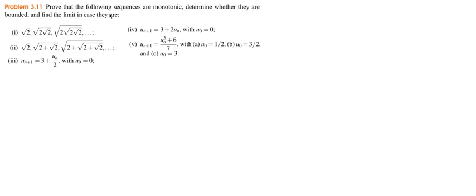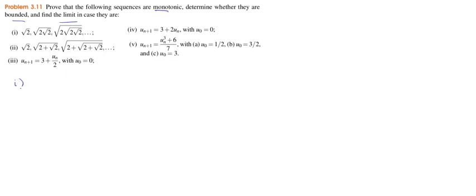Exercise 3.11: prove that the following sequences are monotonic, then determine whether they are bounded, and find the limit in case they are. So three things: monotonic, bounded, limit. Okay, three things we have to do. And then we have five sequences.